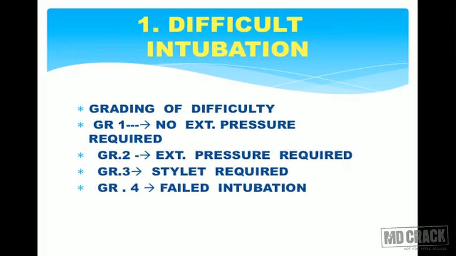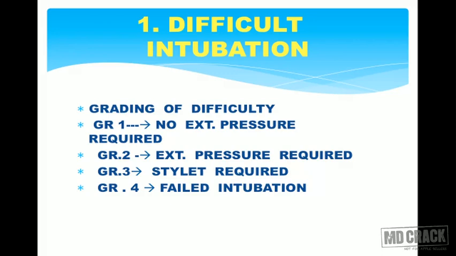Now how do you grade difficult intubation? It has been graded into 4 grades, grade 1 to grade 4. Grade 1, when there is no external pressure required on cricoid cartilage during intubation. This type of intubation is called grade 1 or no difficulty intubation. Grade 2, when external pressure is required on cricoid cartilage so that the cords are pushed downwards so that they can be easily visualized during laryngoscopy. Grade 3, this form of difficult intubation in which, in spite of the presence of cricoid pressure, cords are not visualized and use of a stylet is required so as to intubate the patient.